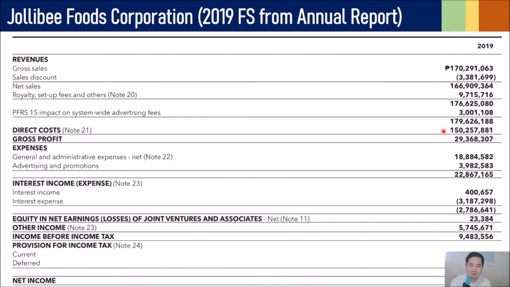And then, i-deduct po natin yung direct cost. So, hindi po siya tinatawag na cost of goods sold, pero yan po yung directly attributable cost that will be matched with the revenue to give you your gross profit. So basically, the presentation is a functional presentation. Okay? And then magdededuct po tayo ng expenses. Sa kanila po is general and administrative at saka advertising and promotions. Okay? So ito po yun.